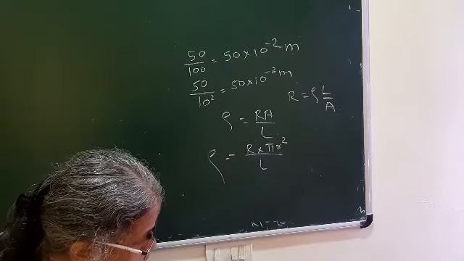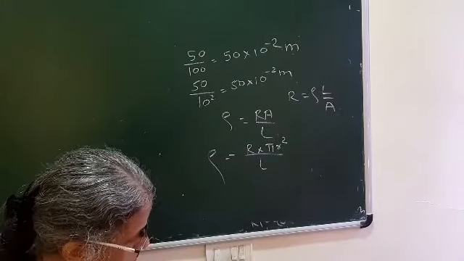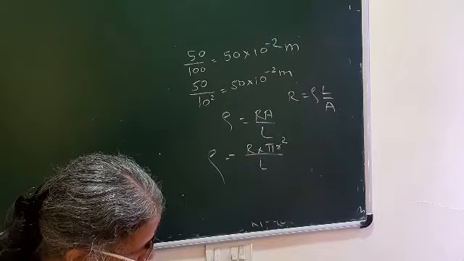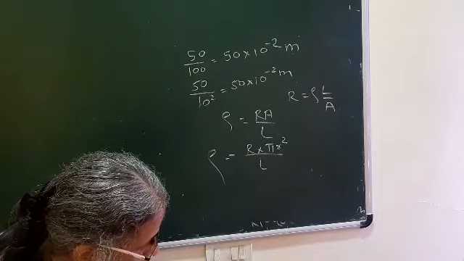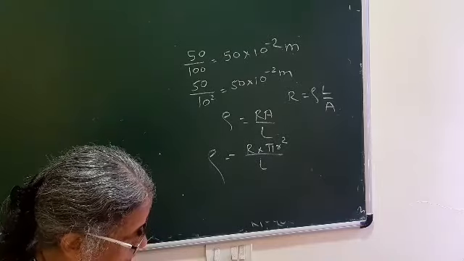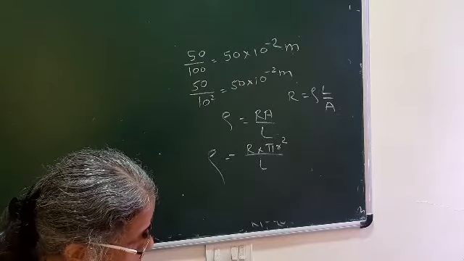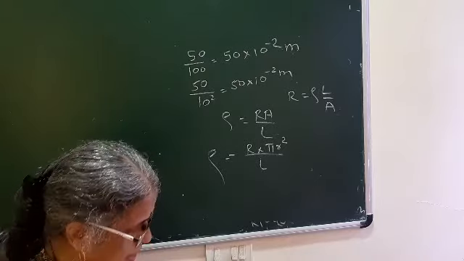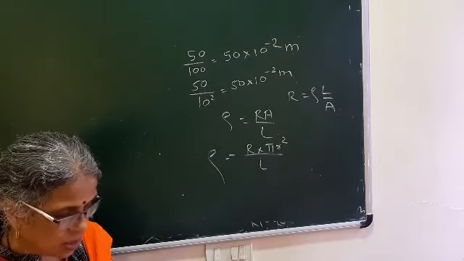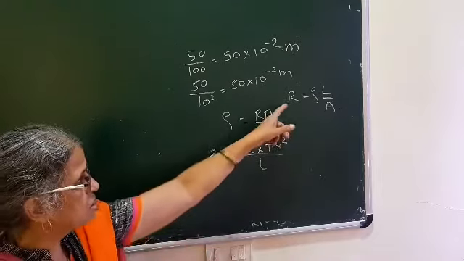So value of rho they have given 1.7 into 10 raised to minus 8 ohm meter. Then we have calculated A 0.2 into 10 raised to minus 6 meter square. Here area is separately calculated. So you can do these calculations separately. And here L is given 1 kilometer, that is 10 raised to 3 meter. That's why they have substituted the values of rho, L and A and calculated the resistance as 85 ohm. Followed? So these are the sums based on this formula.